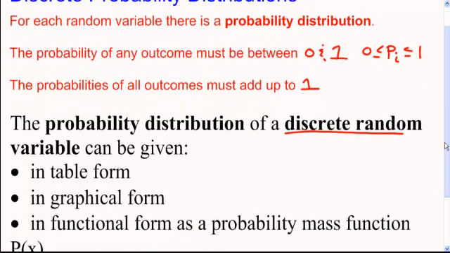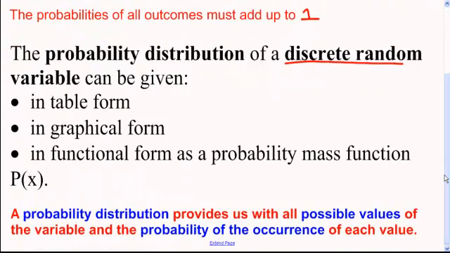Graphically, that is a bar graph, a spike graph, and then function form. A probability distribution provides us with all possible values of the variable and the probability of each of those events occurring.